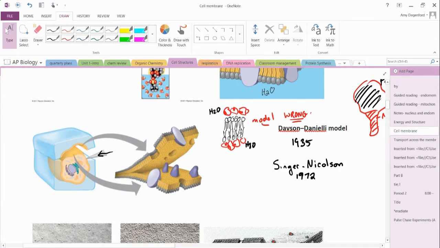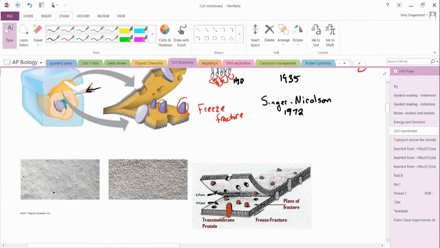So Singer and Nicolson, one of the pieces of evidence was this really cool technique called freeze fracture. Freeze fracture is where you dip it in liquid nitrogen, the cells flash freeze, and then you either drop the specimen or crack it with a knife, and you're hoping you hit this sweet spot where the ice cracks, and as it lifts up, you're lifting up the two layers. And then you're going to get bits of the proteins that were embedded in the nonpolar tails. And that allowed them to see a very interesting phenomenon.